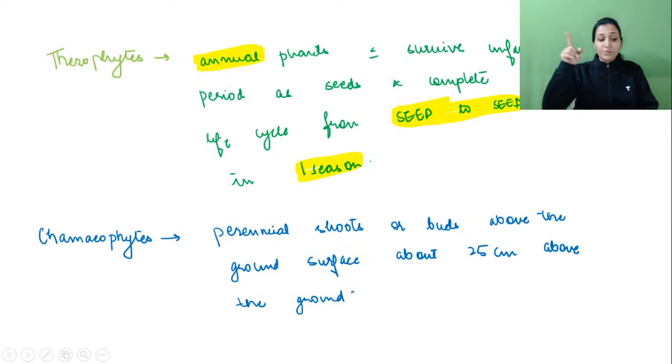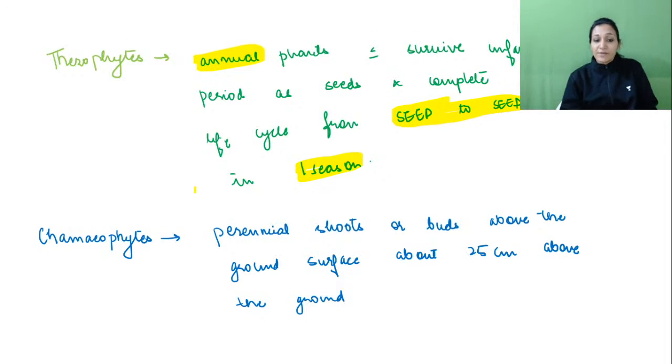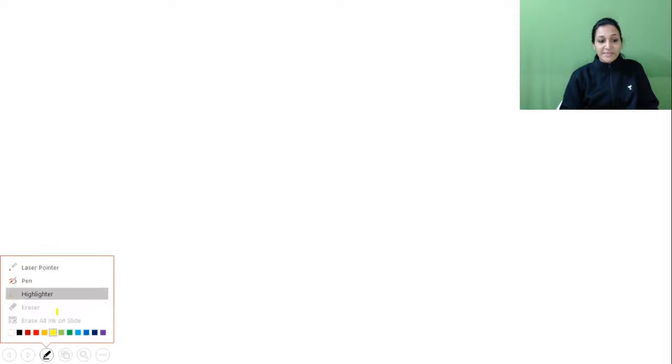Now, there also we said something more than 25 centimeter, right, in phanerophytes. But there we were talking about trees and shrubs. Here in chamaephytes, we are not talking about trees or shrubs. We are talking about perennial shoots or buds. So that is the difference between chamaephytes and phanerophytes. Okay. Now next is hemicryptophytes.